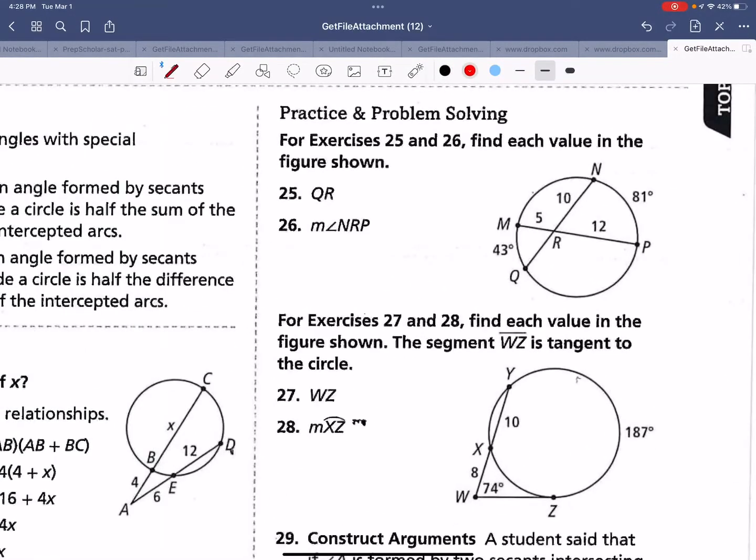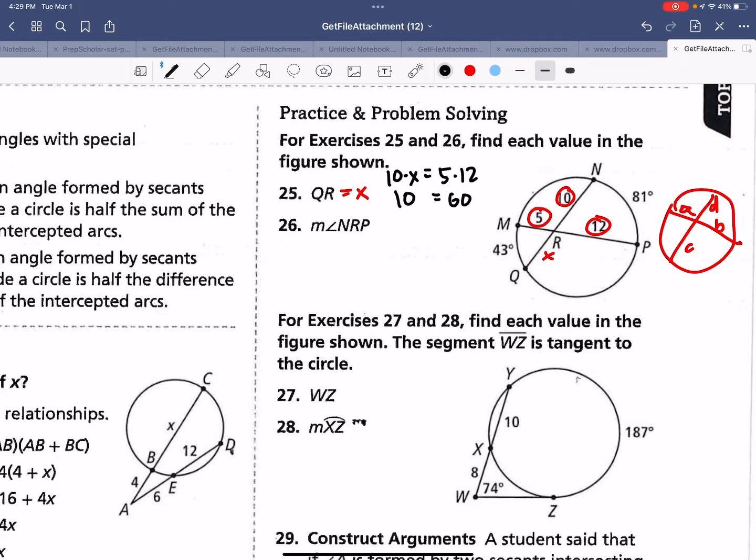Okay, so we drew this picture. A times B has to equal C times D. So that's how we want to set this up. QR we're solving for, so let's call that X. So I set this up, 10 times X is equal to 5 times 12. So we get our answer, 6. Okay, and the number makes sense. 6 times 10 is 60. 5 times 12 is 60.